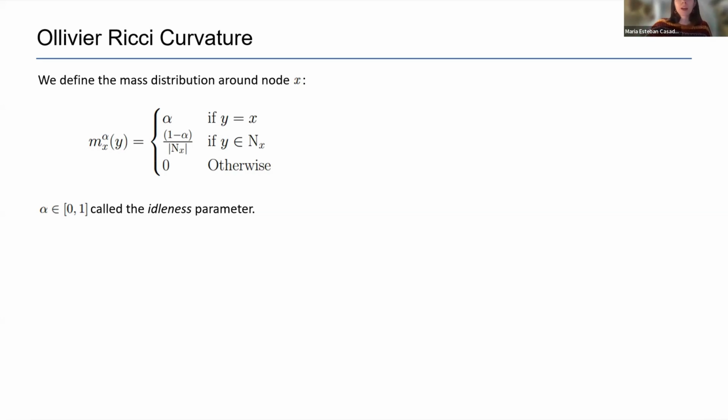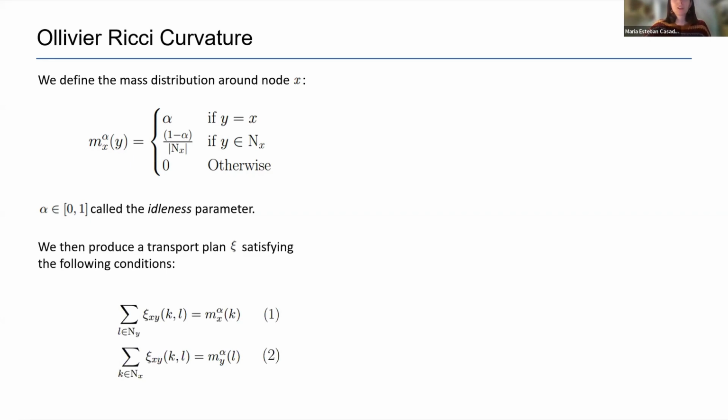We then need to define these transfer plans that move the mass distribution around x to the mass distribution around y. So these plans need to satisfy some conditions. For instance, the first one ensures that all the mass that we move from a node k in the neighborhood of x to all the nodes in the neighborhood of y equals the mass initially at k. And the second condition is similar, but just in the opposite direction.